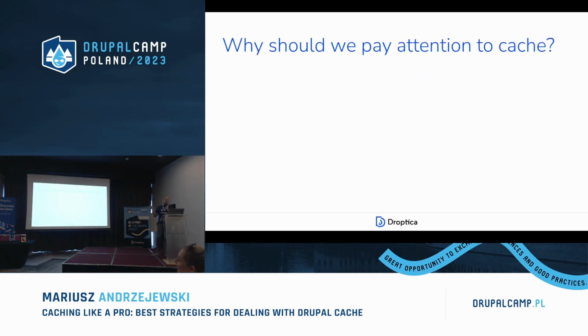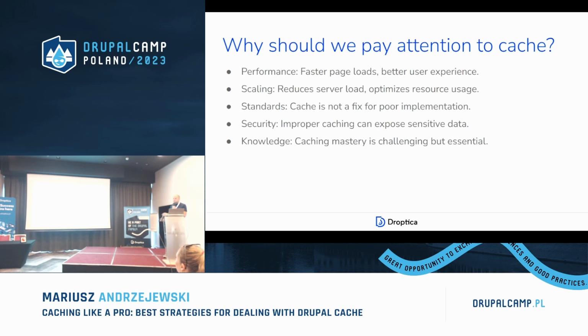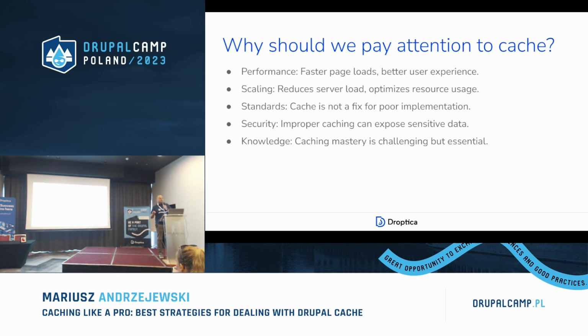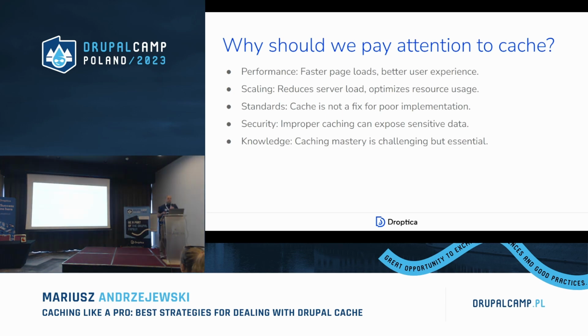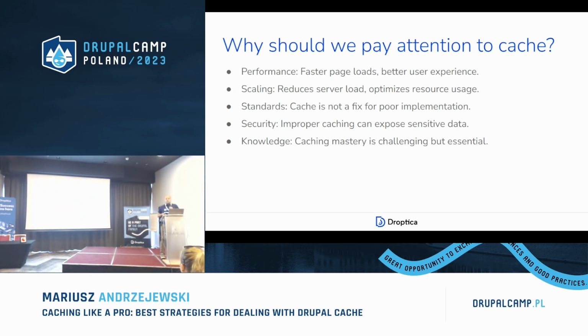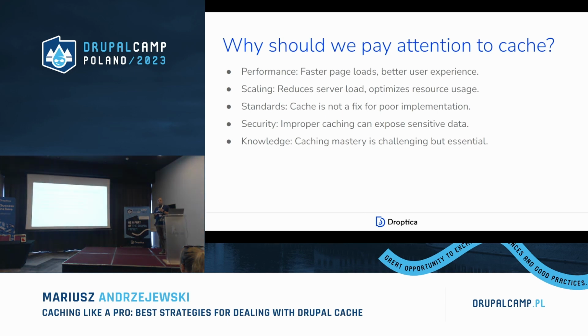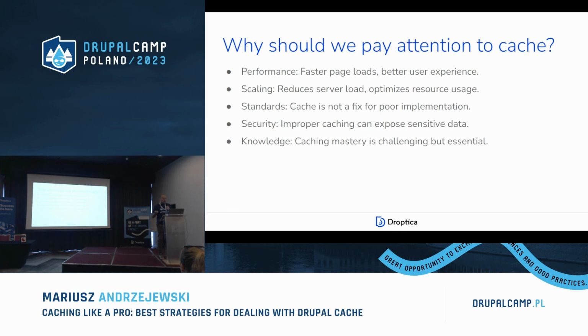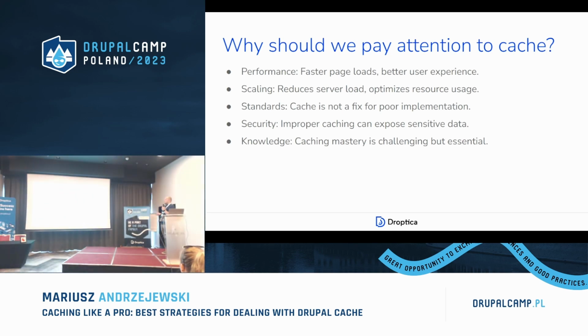Why should we pay attention to cache? Why is it so important? We can say that it's only saving some sort of data that we compute. That's all. The first important factor is, of course, the performance. All of us, not only developers, the users expect very quick access to the web application. So this is very crucial.